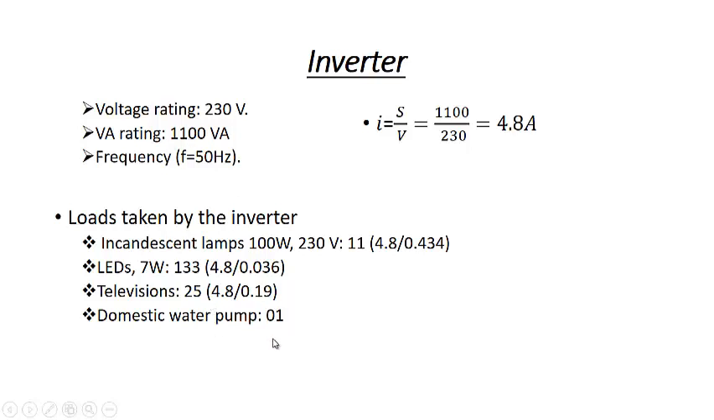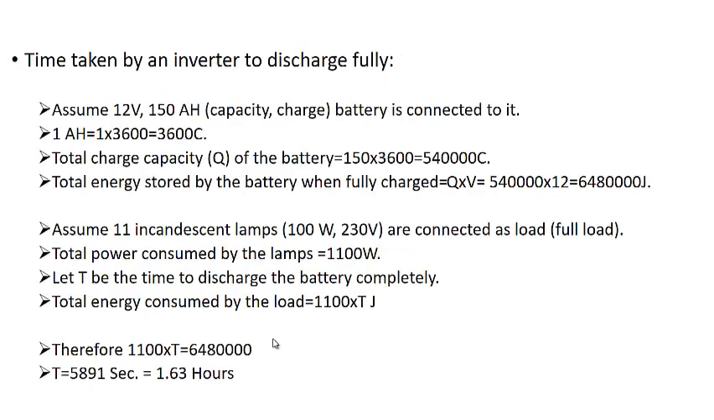Now you may be wondering that if we use such types of loads on an inverter, how much time this inverter will last. That will depend upon the battery. We'll cover that part now: the time taken by the inverter to discharge fully. Assume a 12 volt, 150 ampere hour battery, that is the charge capacity of the battery, is connected to it. That means the amount of time the inverter lasts will depend upon the capacity of the battery.